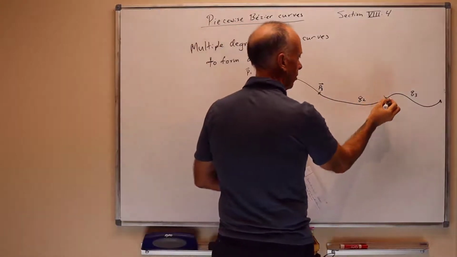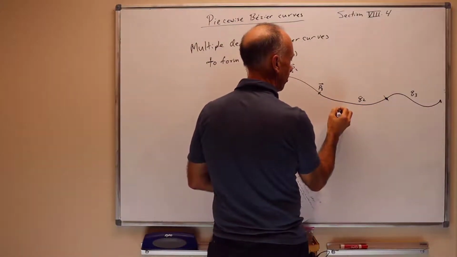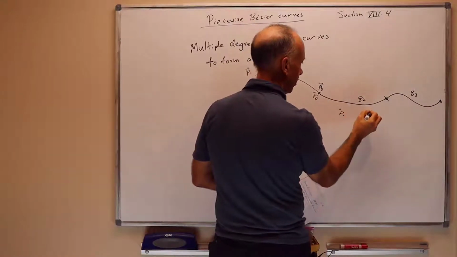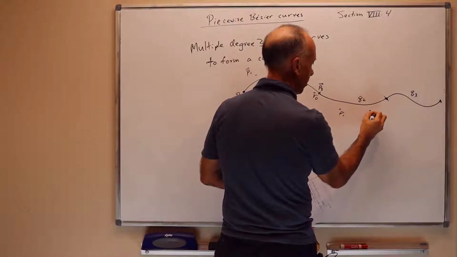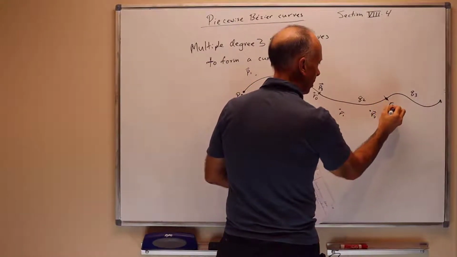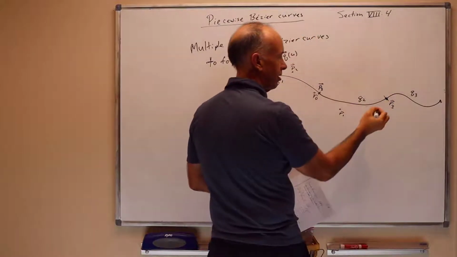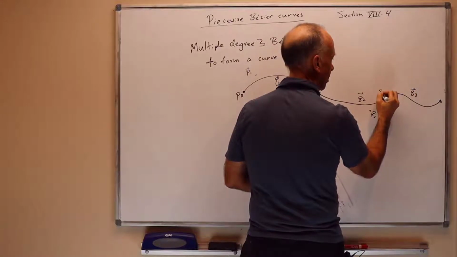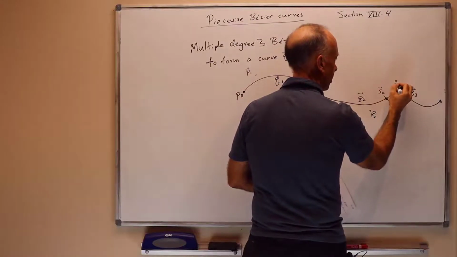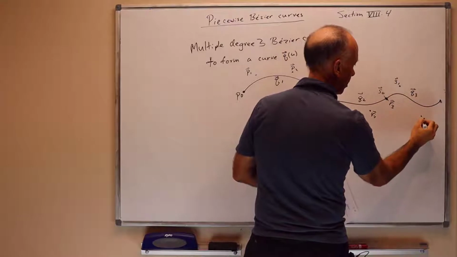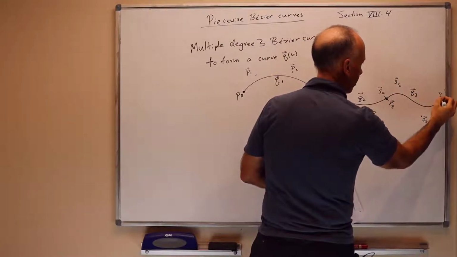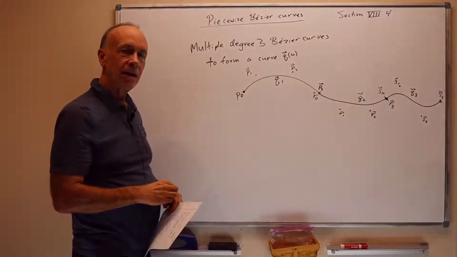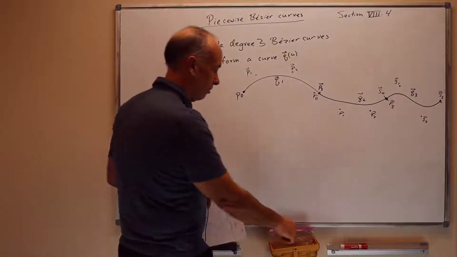And Q2 is also a degree 3 Bezier curve by itself. And its control points will be, I'll call them R0, R1, R2, and R3. And likewise, Q3 is a degree 3 Bezier curve, and its control points will be S0, S1, S2, and S3. And altogether, these are going to make a longer curve, which I'll just call Q.